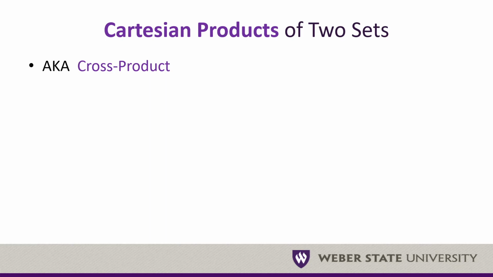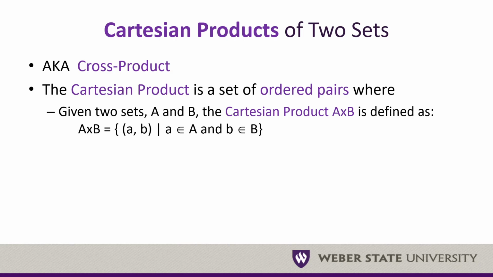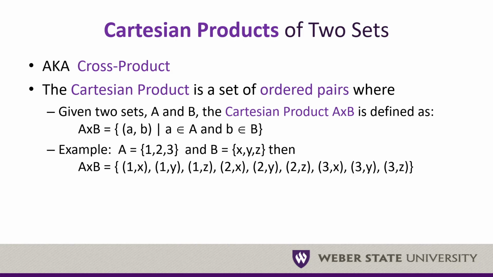If I have A cross product with B, that means everything that I list will have the element of A listed first and the element of B listed second. We'll see that in just a second here. It is a set of ordered pairs where the first one comes from the first set, the second one comes from the second set. Actually, I do have some examples here. If A is equal to {1, 2, 3} and B is equal to {X, Y, Z}, then my cross product is 1 listed with everything from B, 2 listed with everything from B, and 3 listed with everything from B.